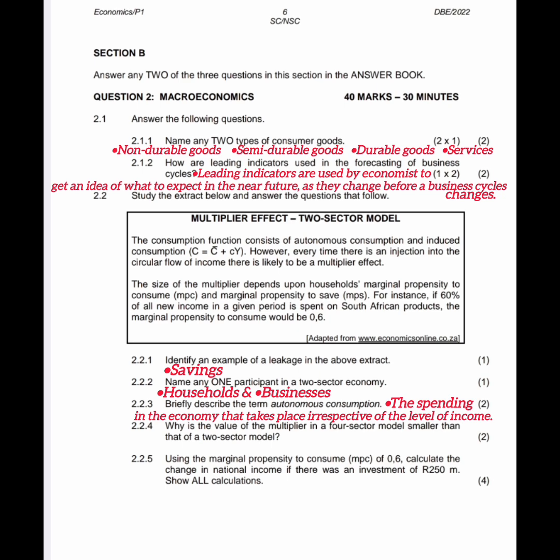And then 2.2.4, why is the value of the multiplier in a 4-sector model smaller than that of a 2-sector model?